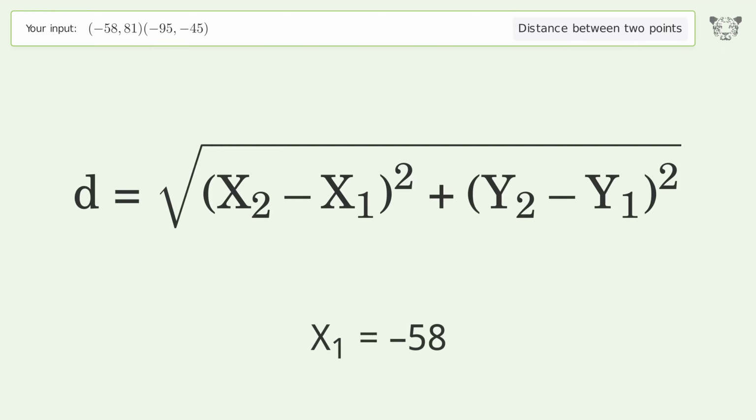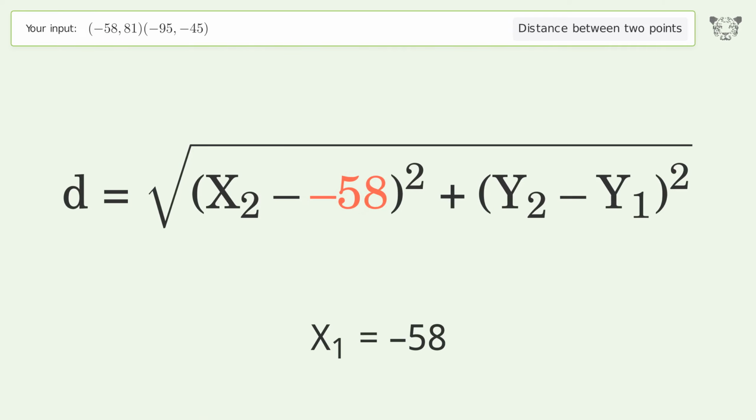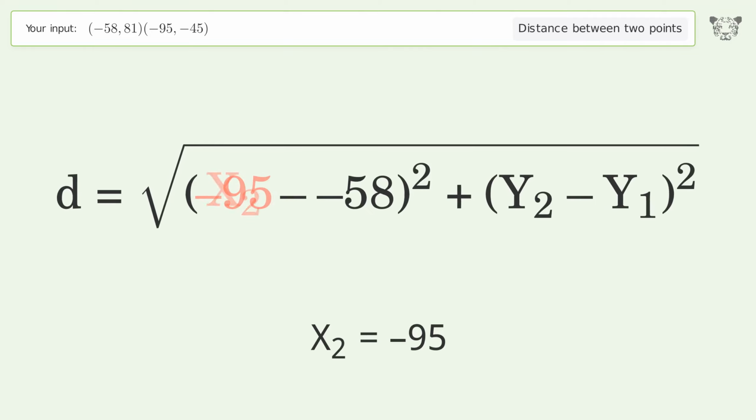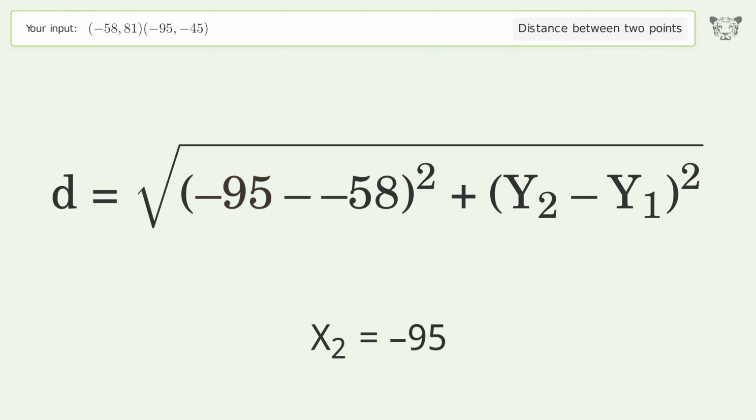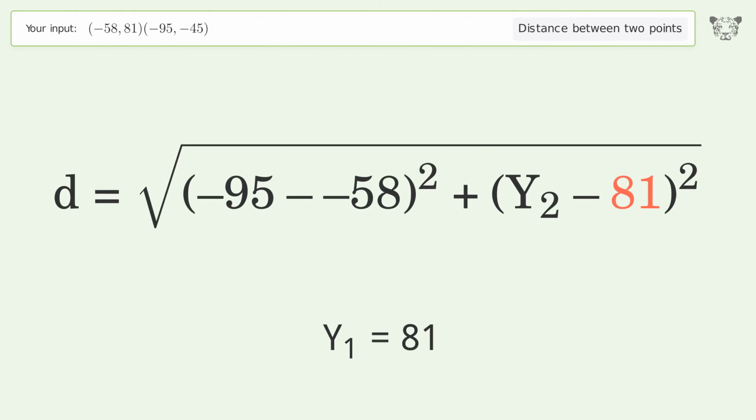x1 equals -58. x2 equals -95. y1 equals 81. y2 equals -45.